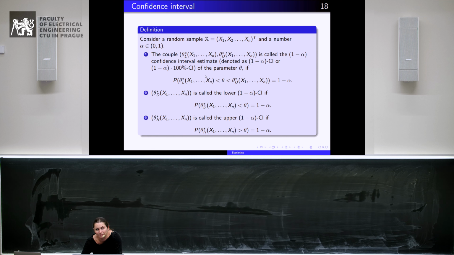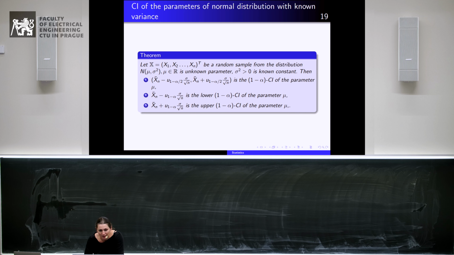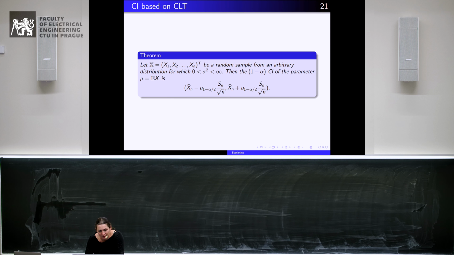But here we will calculate, in most cases, only the so-called two-sided confidence interval. So it means we will construct two numbers, which are the boundaries for the parameter, where the parameter lies between these two boundaries with probability 1 minus alpha. I will skip these.